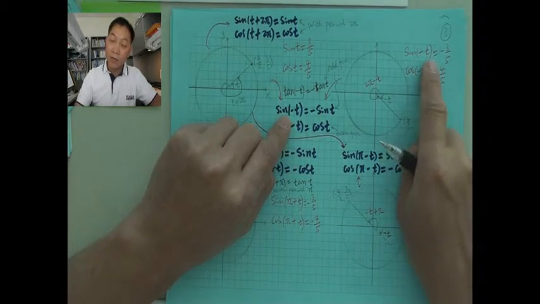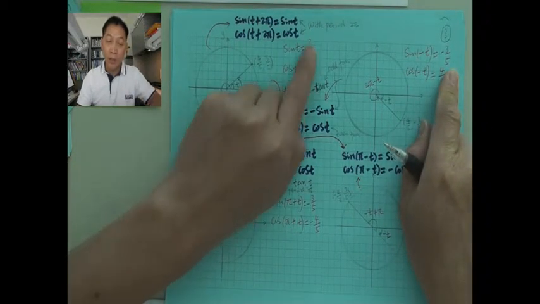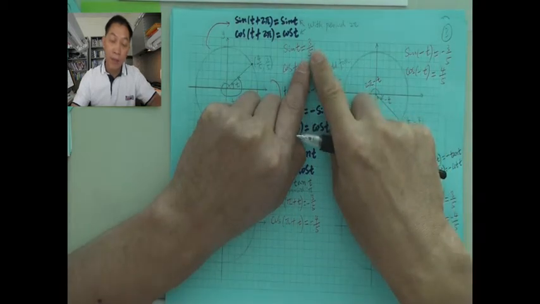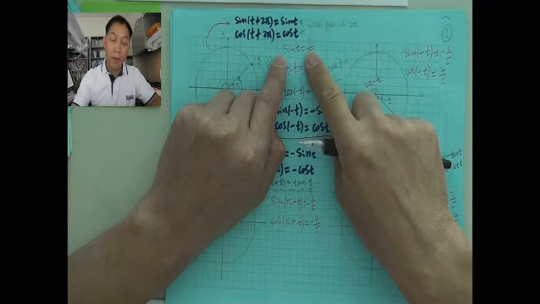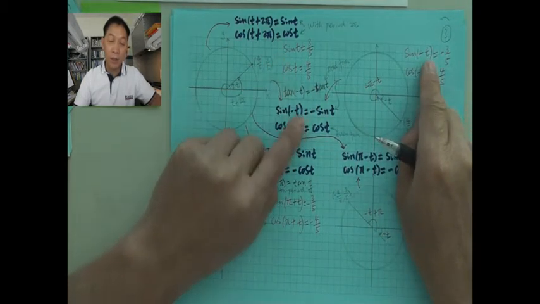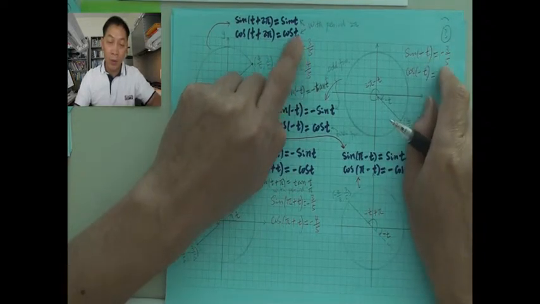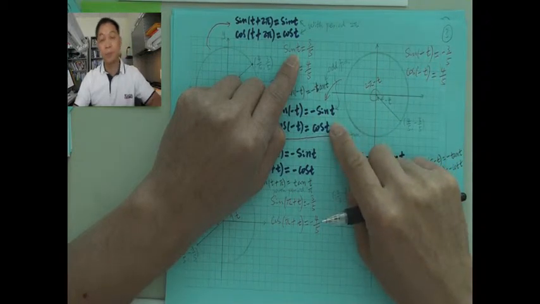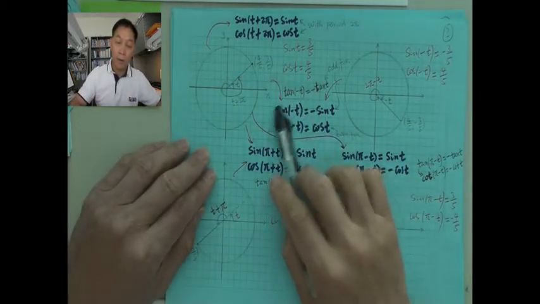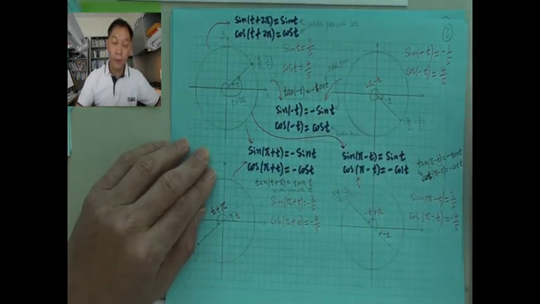Cosine negative t equals cosine positive t. But sine negative t down here is negative 3 over 5, but here it is positive. If you put a negative in front of it, then they will be equal. So that's why sine negative t equals negative sine t. This is true in general.